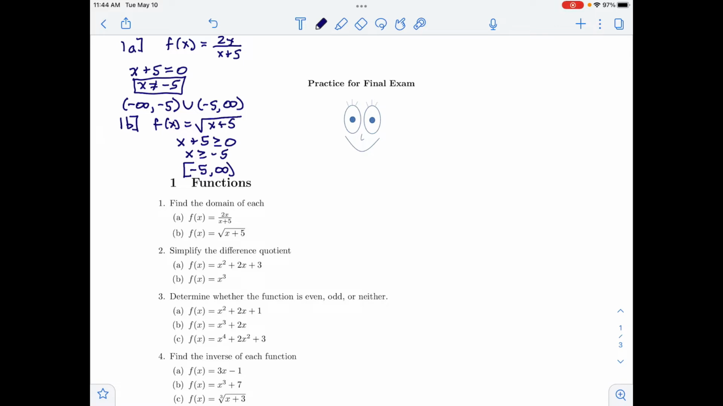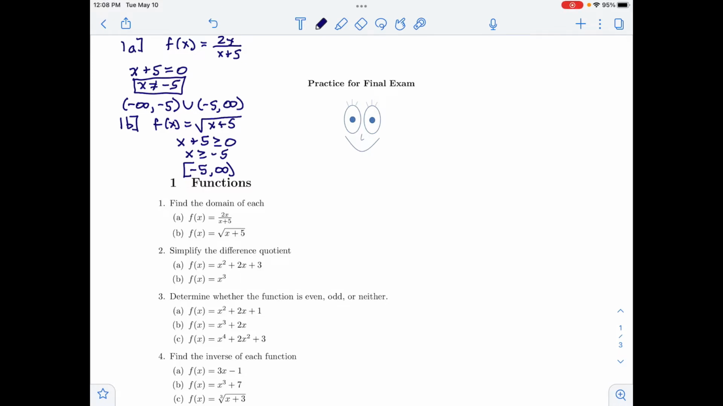And notice that I'm including the negative 5 as part of my answer because we could have the square root of 0. Now notice, if you have the cube root, we don't have any worry. We just say the domain is all real numbers because we can take the cube root of a negative. If it's the fifth root, if it's any odd root, we're good with that.